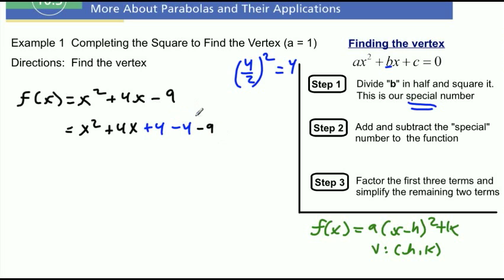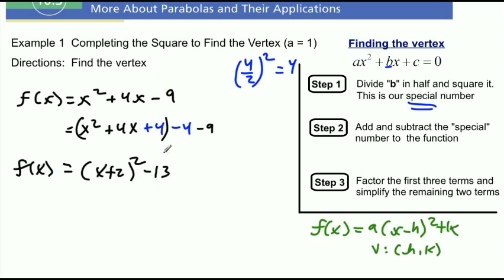But what happens here is, I want to factor the first 3 terms. If I factor that, then I get x plus 2 squared. And if I simplify this, I'm going to get negative 13. So now, check this out. This is standard form. This is vertex form.